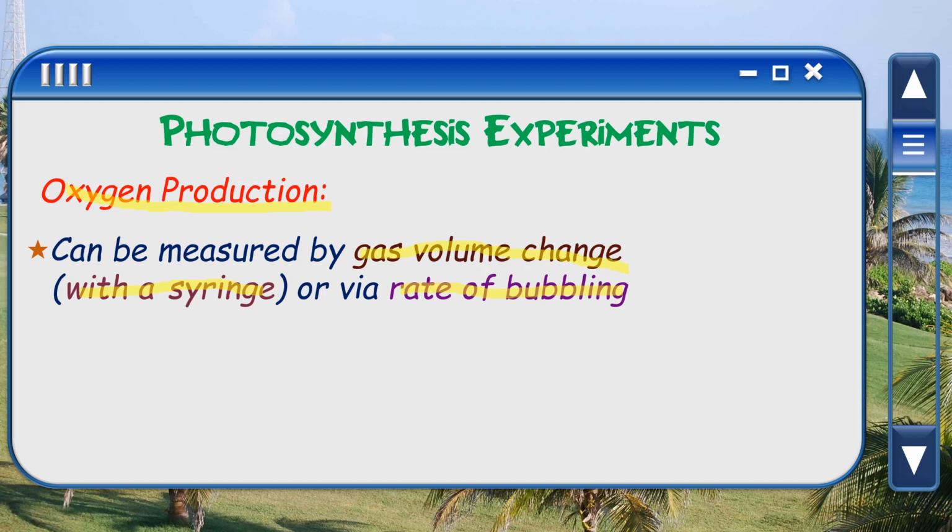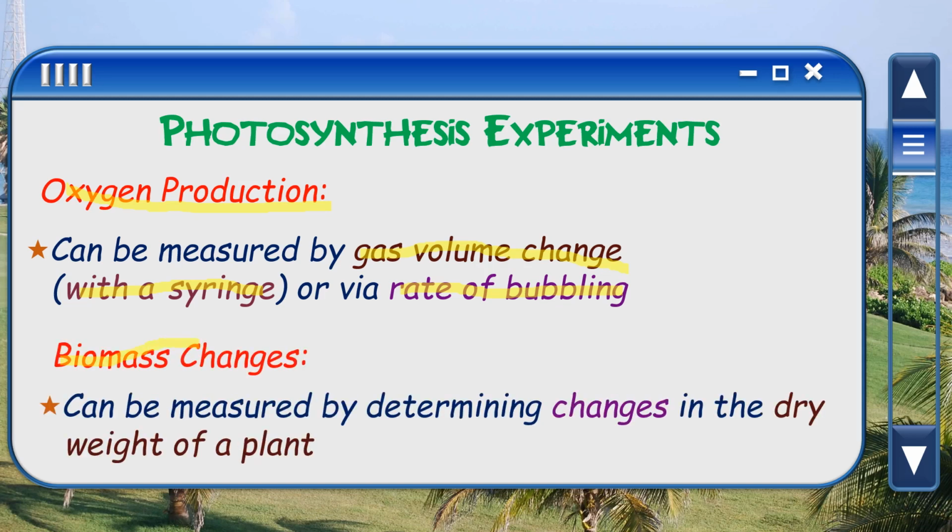You can measure the gas volume change in the syringe which is produced, or you can measure the rate of bubbling. The rate of bubbling is telling us how much oxygen is being produced and bubbling out. Or still we can use the biomass change. In the biomass change, we are determining the changes in the dry weight of the plant. You get the plant and then you measure its change in the dry weight. That one can also give you the rate of photosynthesis.